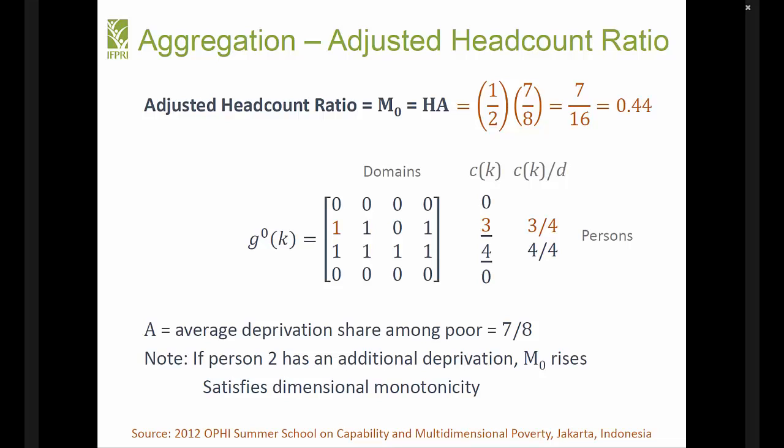alpha. Right. So the original headcount is still the same. But the A is now 7/8. So it changes. It now becomes higher. So you now have a higher poverty index because somebody had more deprivation. So that's what the A is for. So remember, the A measures shortfall, right? So it tells you the depth of poverty, the depth of the disempowerment. So if the depth changes, the measure changes.